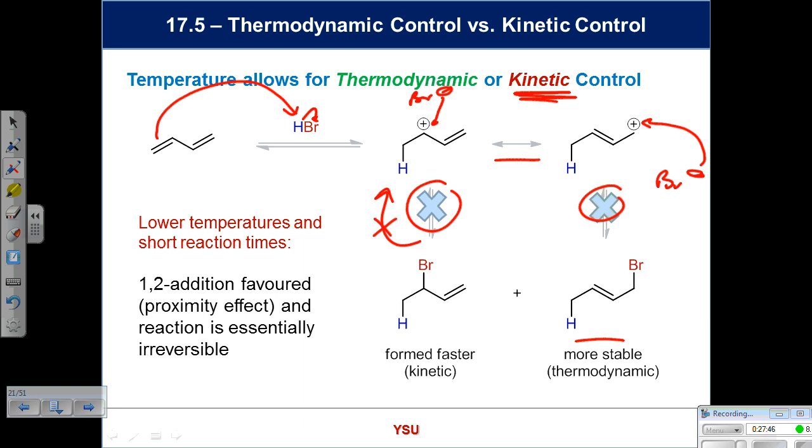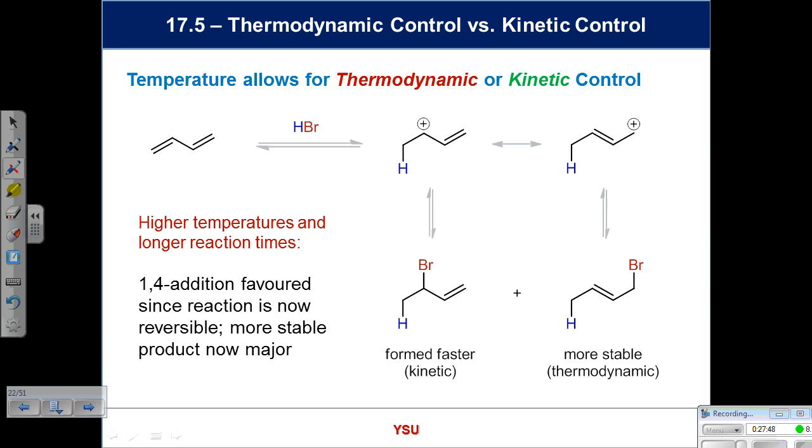The opposite sense being if you warm things up. If you warm things up, you give molecules enough energy to go backwards. The leaving group can break off, you form the carbocation again, and you can equilibrate. So, I don't know if that word's on there here, but this is an equilibrium system. This allows for equilibration. This type of idea allows for the Br- to break off quite easily, and at equilibrium you're going to end up with the major product being the one that's more stable.